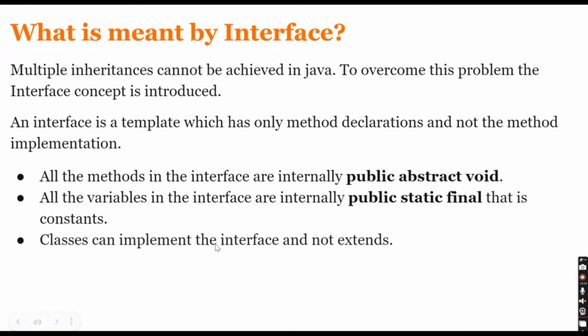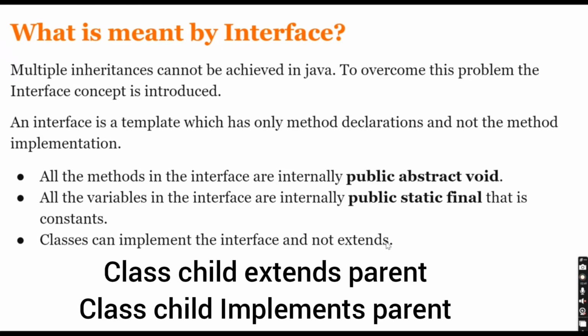A class can implement the interface and not extend. So what does this statement mean? Till now we have seen that we can achieve inheritance by extending one class to another with the help of the extends keyword. But when you want to extend the interface, you don't need to use the keyword extends, but you need to use the keyword implements. We will see in the practical how to make use of this keyword implements.